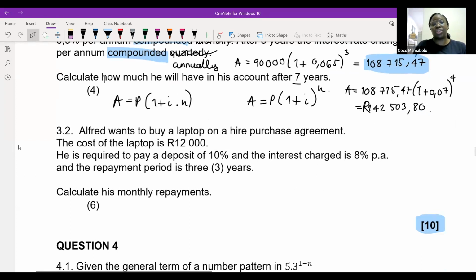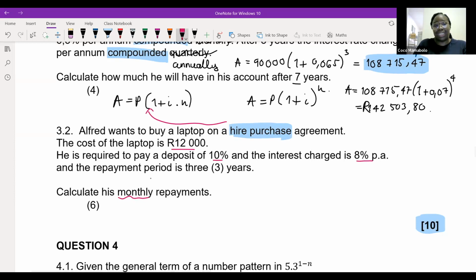All right, this next question is a hire purchase question. It says, Alfred wants to buy a laptop on hire purchase. Now, hire purchase is calculated over simple interest, so we're definitely going to use the simple interest formula. The cost of the laptop is 12,000 Rand. He is required to pay a deposit of 10% and the interest charged is 8% per annum and the repayment period is 3 years. Calculate the monthly repayment.